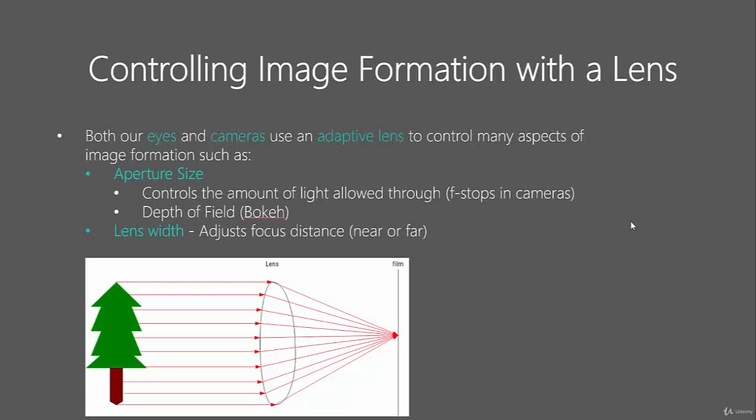Secondly though, with a lens, you actually can control the lens width, which allows us, instead of moving the film back and forth, to use the lens to focus directly on this point here. This results in a very nicely controlled system.